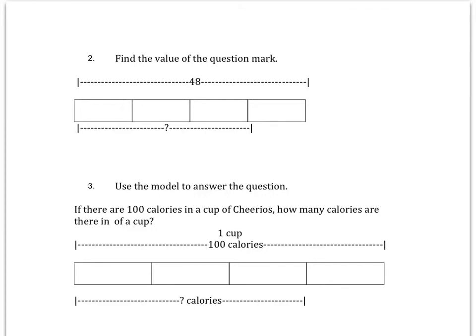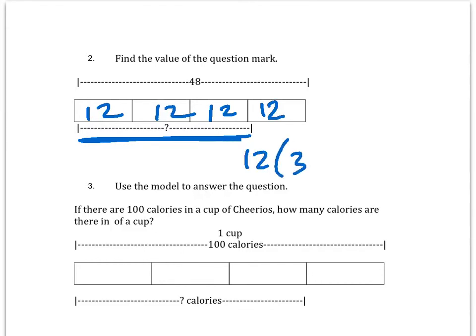And again, find the value of the question mark. You have 3 boxes. We don't know what they are, but we see here we have 48 for all the boxes. That's 48 divided by 4. Gets us 12 for each box. Double check my math. And so how much is 3 of them worth? Okay, so 12 times 3 boxes equals the question mark.